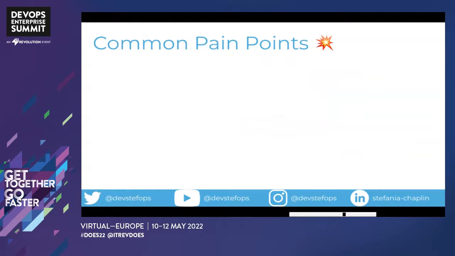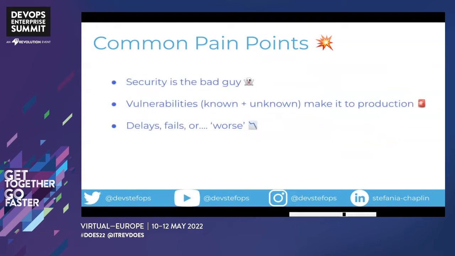So some of the common pain points that we can uncover. Security is the bad guy, which we don't really want to be. We are all on the same team. We're just trying to stop us being hacked. Vulnerabilities, known and unknown, make it to production.